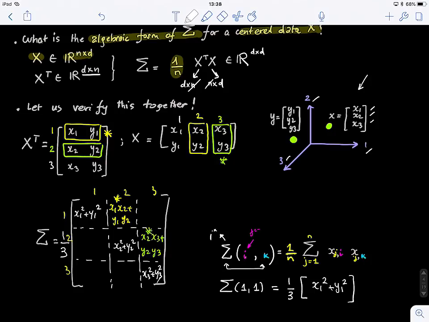Okay, guys, so I think it's pretty obvious. Here, if you compute sigma of 1, 1, what do we find? We divide by the number of samples. Sorry, we have 2 samples actually. Number of samples, so we have 2 samples, okay?